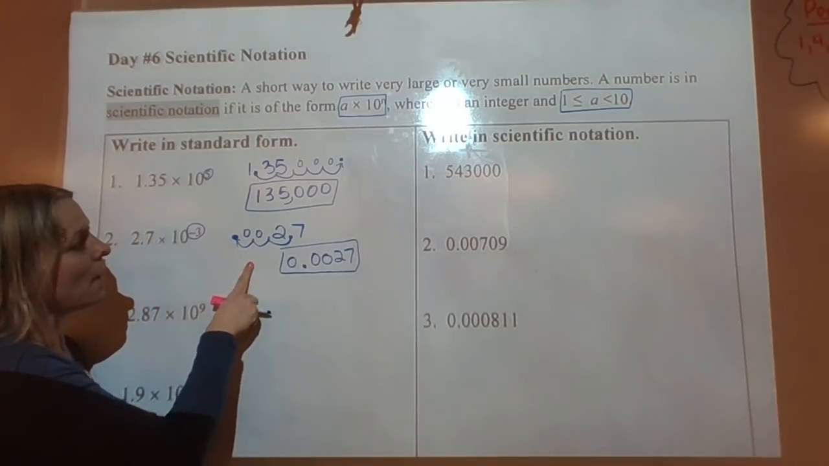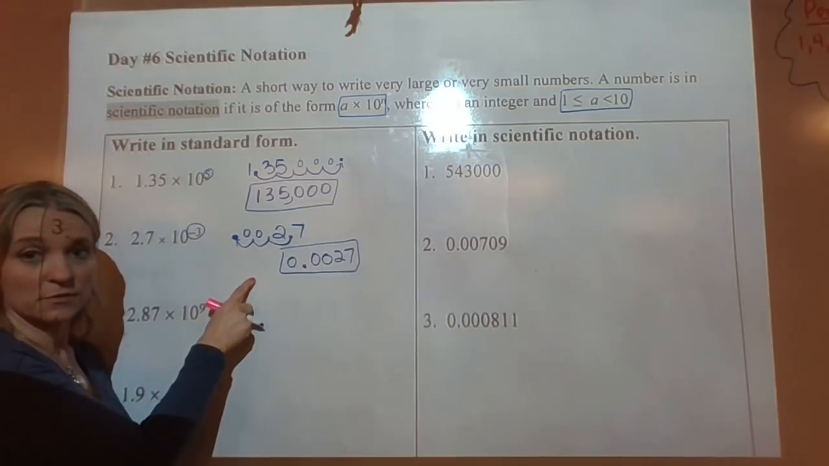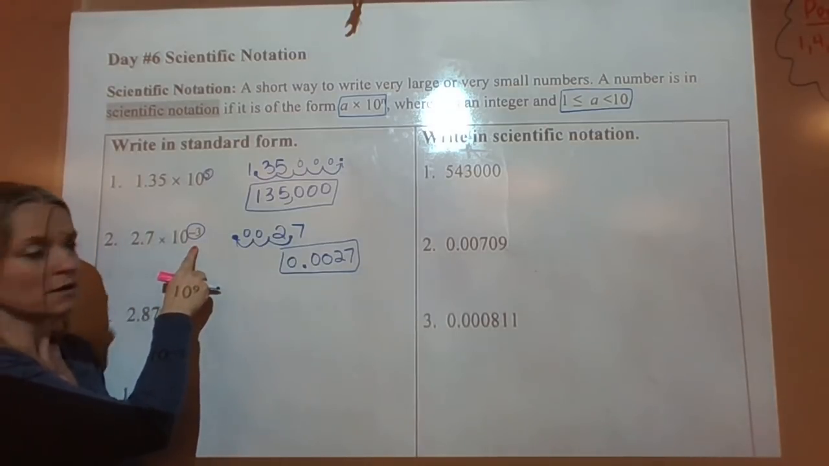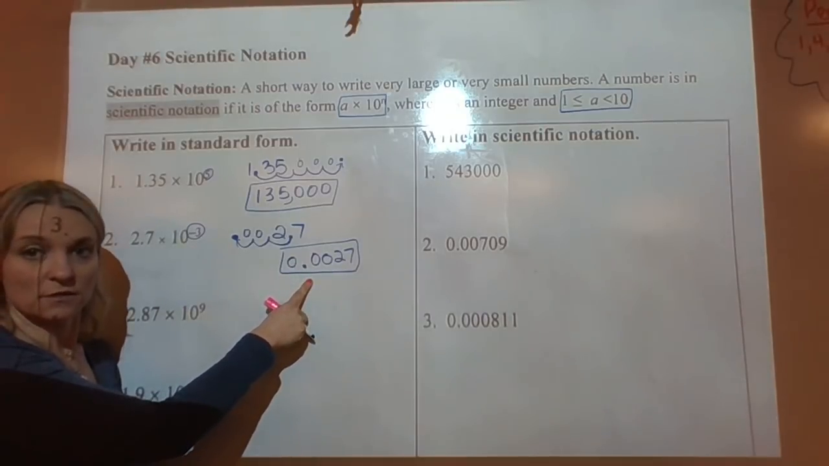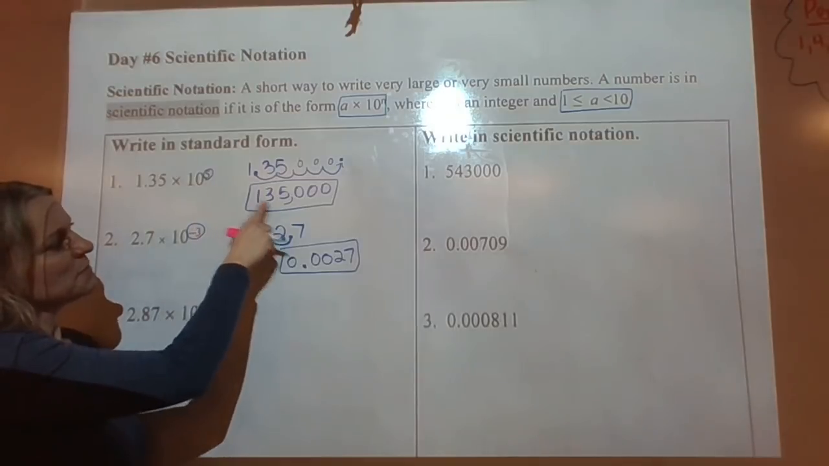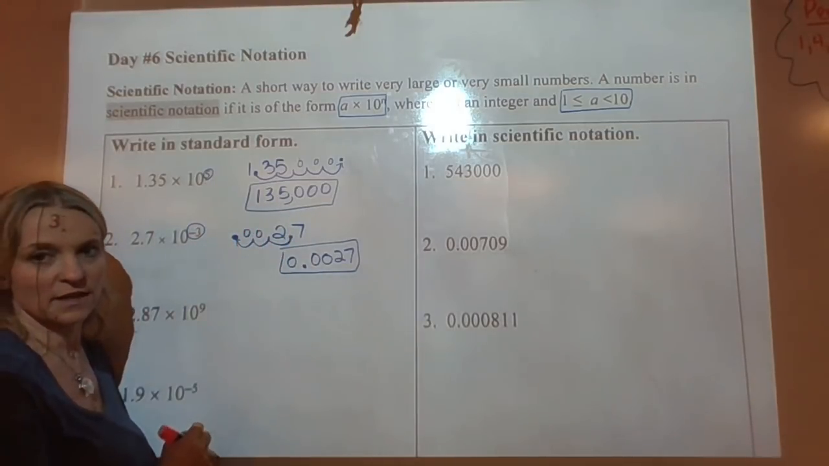All right, by the way, one thing I forgot to mention, you can always check these answers. If the number is not too big, you can check it by typing this in your calculator, and it should give you this answer. Okay. All right, so positive exponents make the number bigger, we move it to the right. Negative exponents make it smaller, we move it to the left.